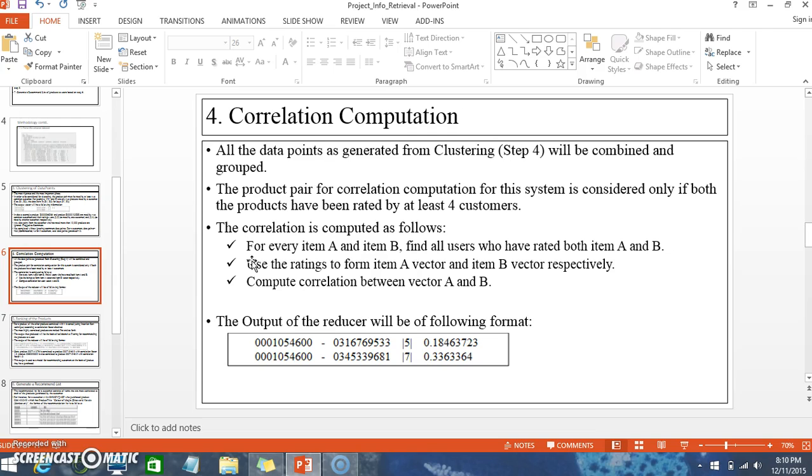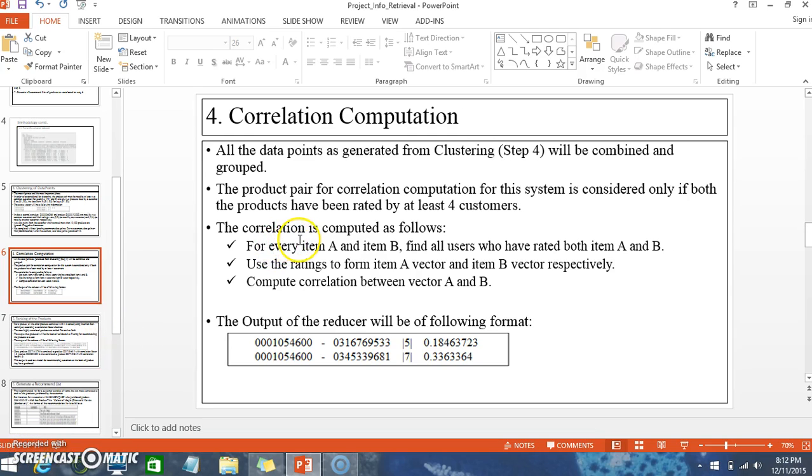After completing the clustering of data points, we proceeded to the next stage of our system, which was computing the correlation between 2 products. For this, all the data points generated from the clustering stage are combined and grouped. The product pair for correlation computation is considered only if both the products have been rated by at least 4 customers.